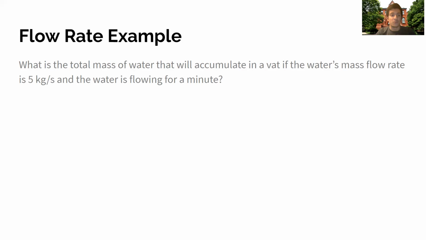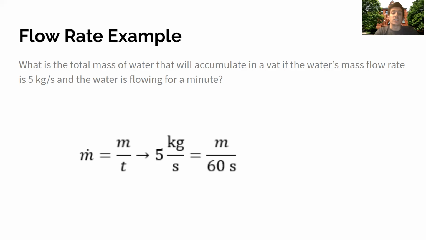Quick example for flow rate. What is the total mass of water that will accumulate in a vat if the water's mass flow rate is 5 kilograms per second and the water is flowing for a minute? So we can use the definition that we previously established. M dot, or mass flow rate, will be mass divided by time. So you can see here we have the values that we need for this.